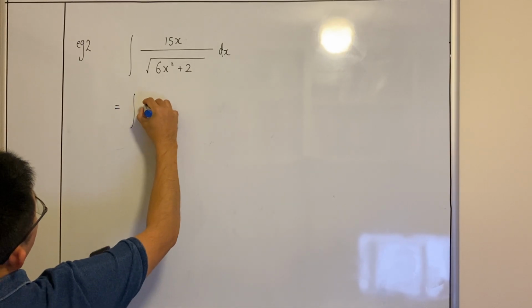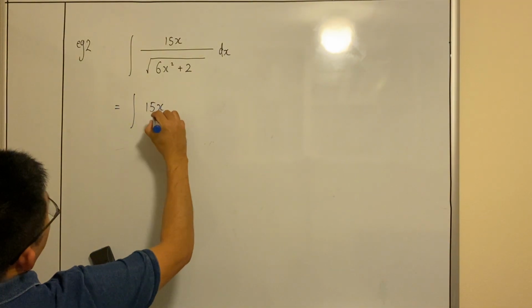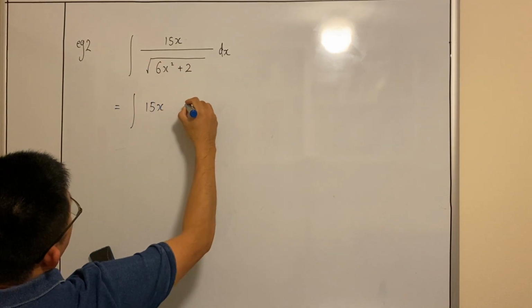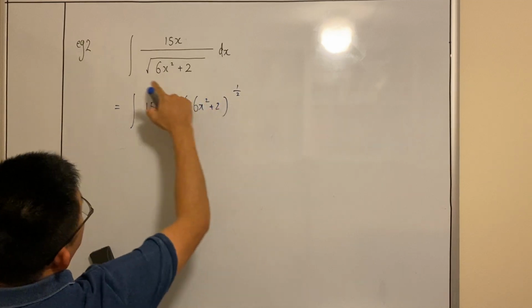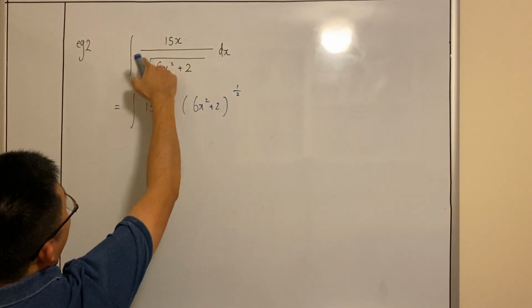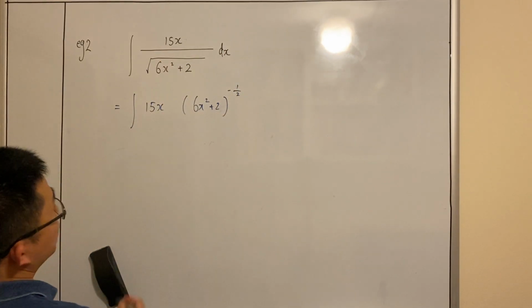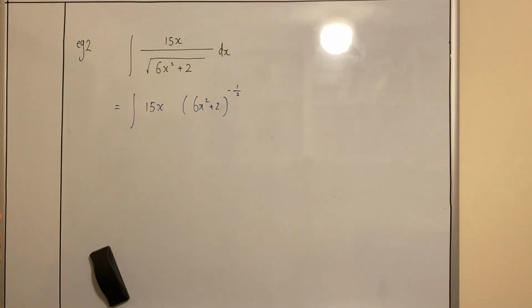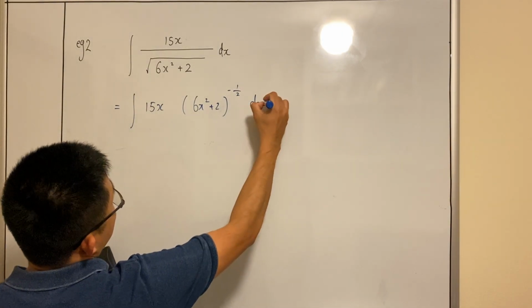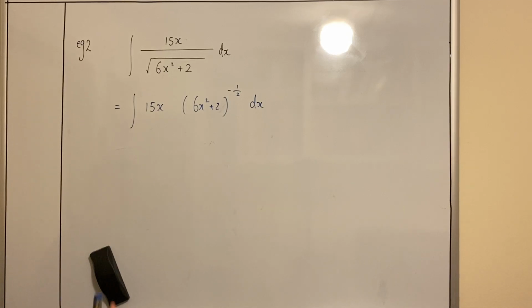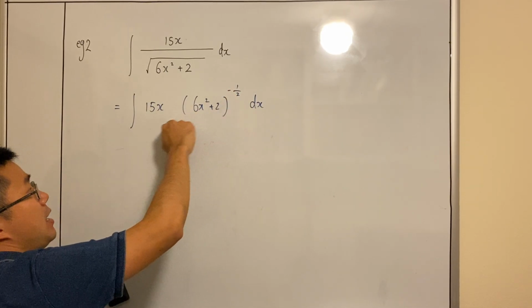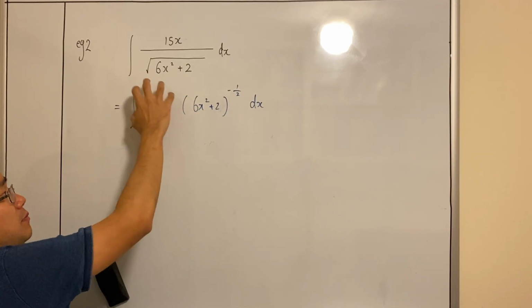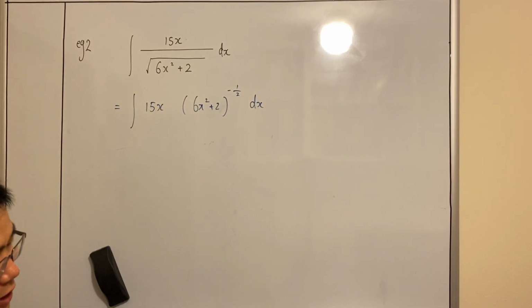So integrate 15x, and then that square root actually becomes power of half. And that's a denominator, so it's a fraction. Just put a minus in front. That's all. And make sure you write down dx. That's all you have to do. Because what you get is fx here, you get n here, and how about this part? That should look like f dash x.